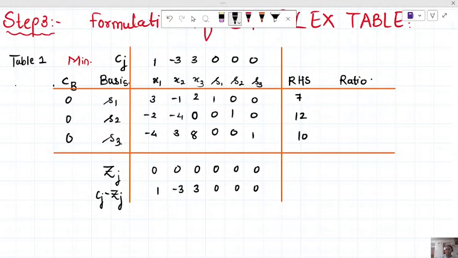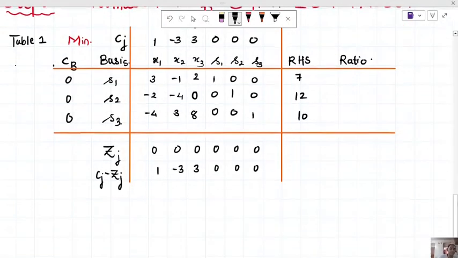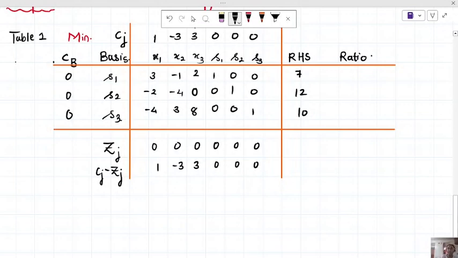Okay, this is our table 1. So in minimization type, remember that we are supposed to take the negative value of Cj minus Zj. Now we are supposed to take here the least negative value.